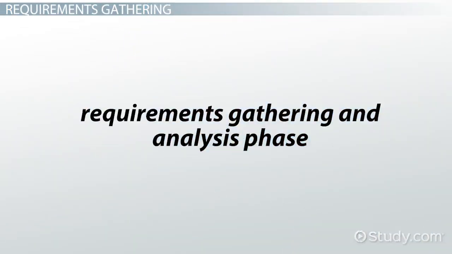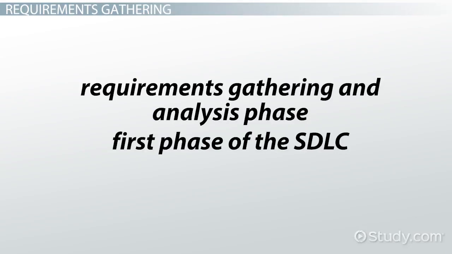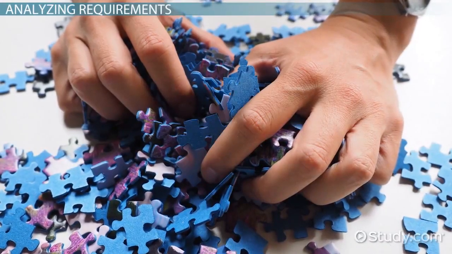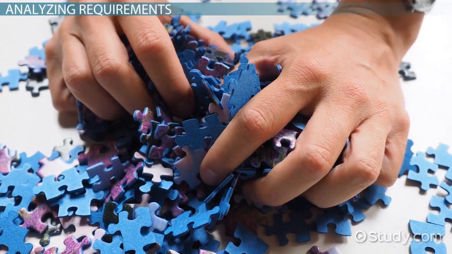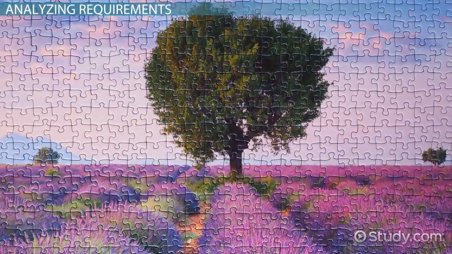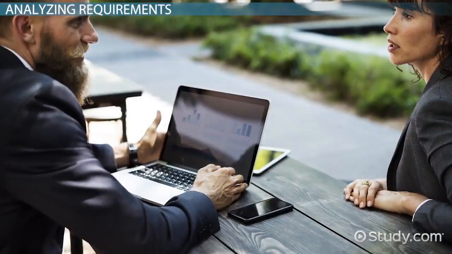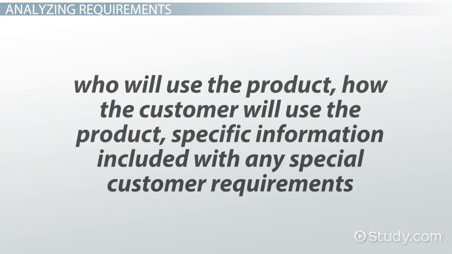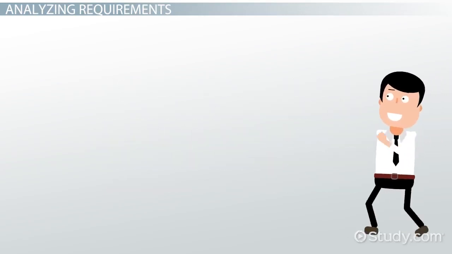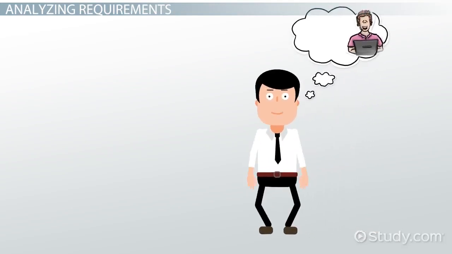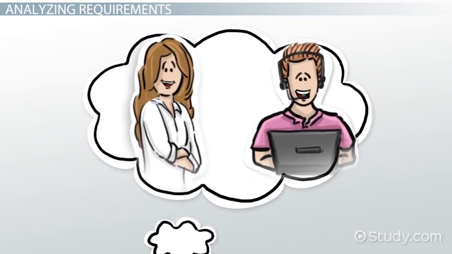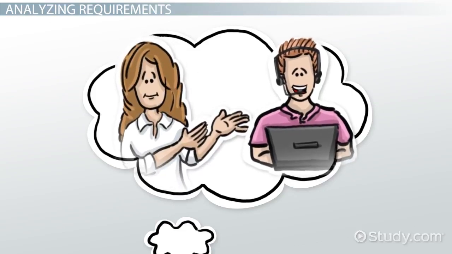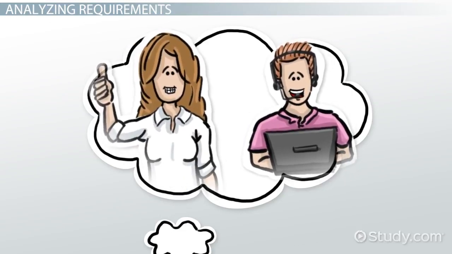The requirements gathering and analysis phase is the first phase of the SDLC. Gathering requirements for the project is the most important part of the SDLC for project managers and internal stakeholders of a project. During this phase, the customer states the expectations of the project, including who will use the product, how the customer will use the product, and the specific information included with any special customer requirements related to the software. The customer meets with business managers and analysts to provide the requirements. It's important for the project team to understand the needs of the customer because this information is critical to developing the product the customer requests.